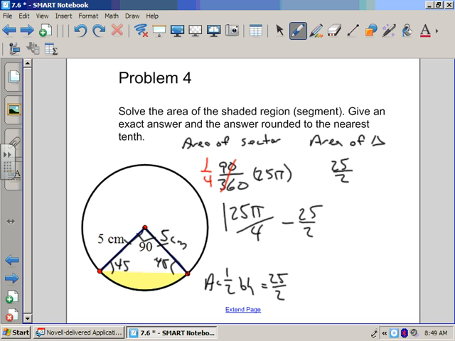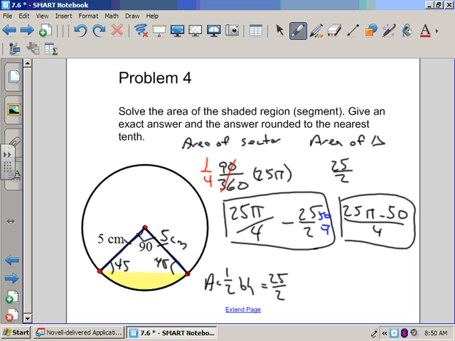And you can leave it like this. I'm going to go ahead and simplify by saying 25 over 2 is the same thing as 50 over 4. And so therefore I can get my answer as 25 pi minus 50 over 4. And I could also call that 25 times pi minus 2 over 4. But this is my exact answer, 25 pi minus 50 divided by 4. Now, what is that rounded to the nearest tenth? Well, let me get out my calculator.